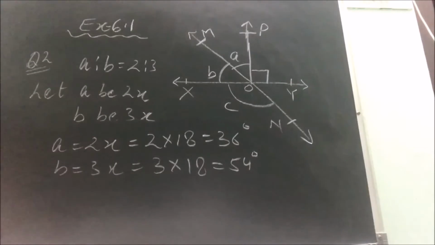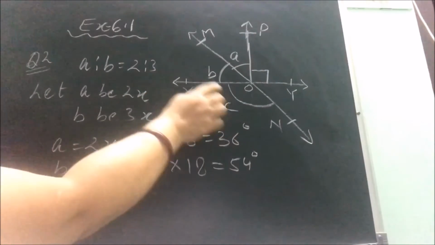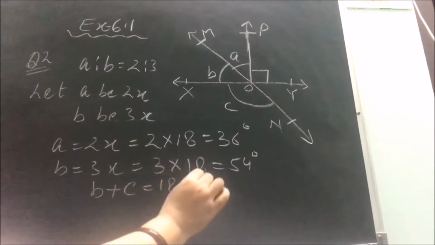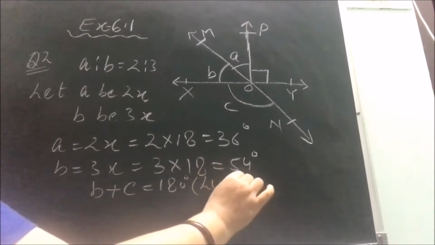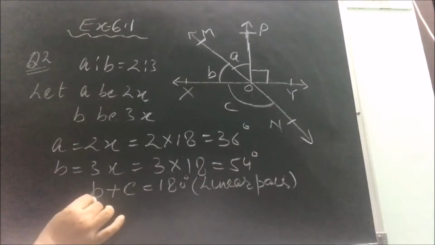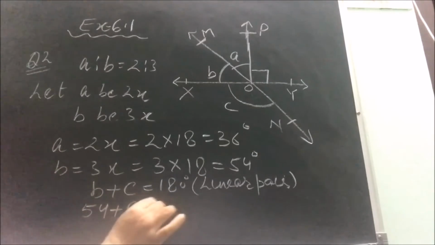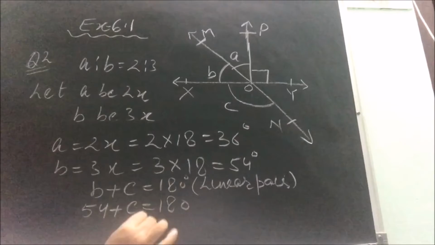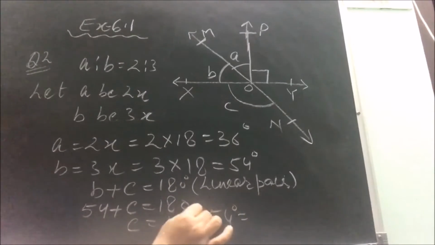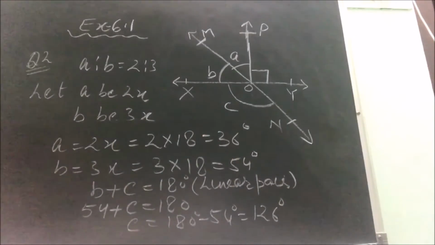Right? We have to find the value of C basically in this question. So see, B and C make a linear pair. B plus C is equal to 180 degrees. Linear pair. The value of B is 54, so we replace B by 54. And then what is the value of C? 180 minus 54 degrees, that is 126 degrees. So the value of C is 126.